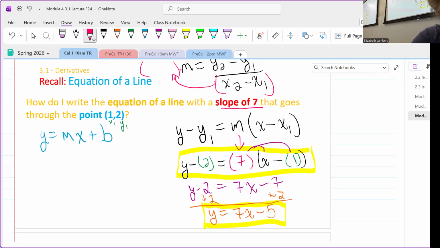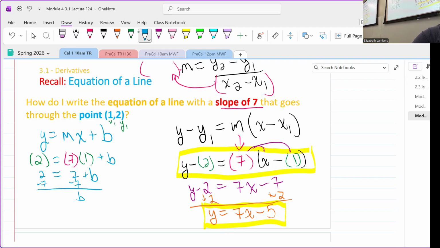But in this setup here, I've got an x and a y value. So I can fill in 2 for the y, 1 for the x, and I know my slope is 7, so I can fill in 7 for the slope. And now I'm just going to clean this up to solve for b. So we have 2 equals 7 plus b. We minus the 7, and we arrive at b equals -5.